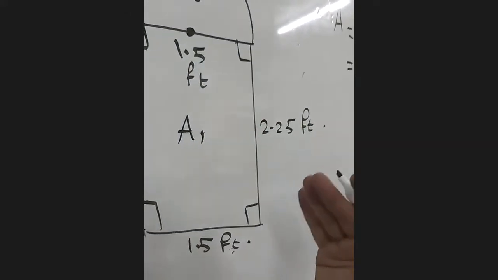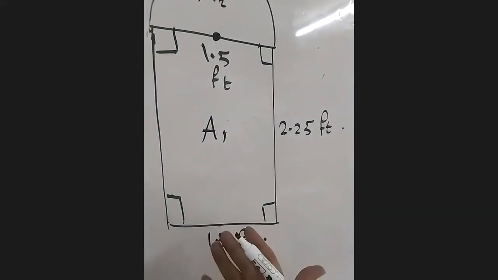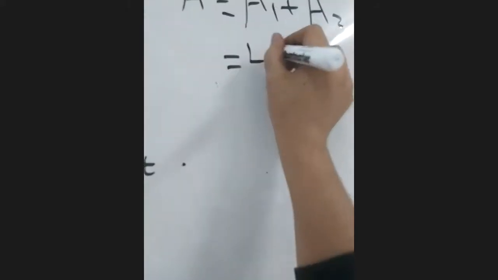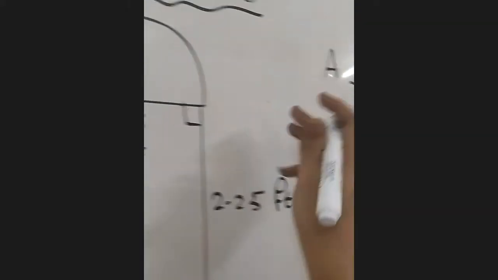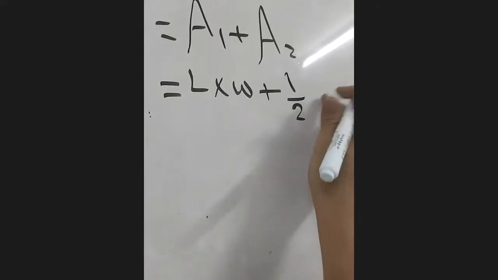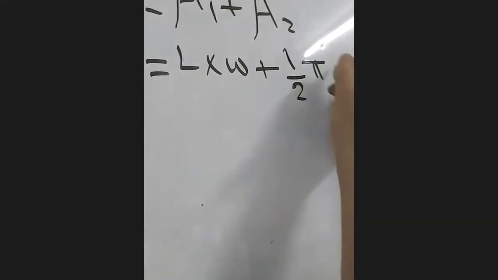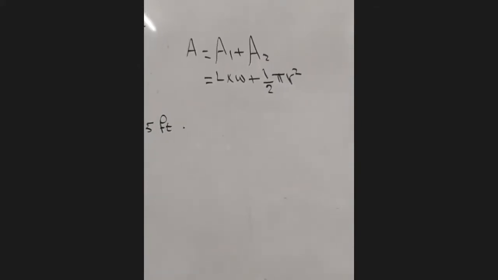And Omar said the area of the rectangle is length by width. Multiply length by width for area 1. For area 2, we said it is half of a circle. So half of the circle, which is pi r squared, right? That is the area of the circle.